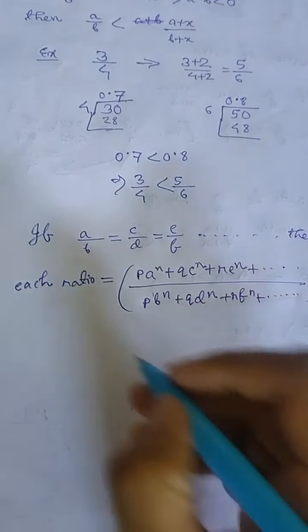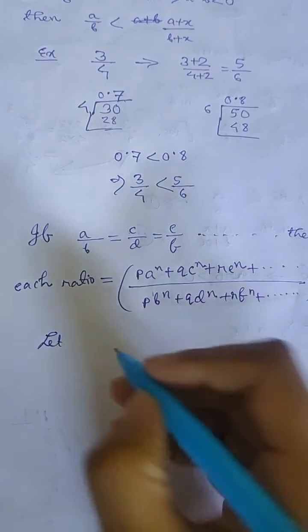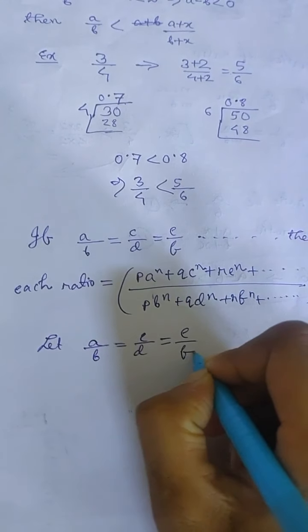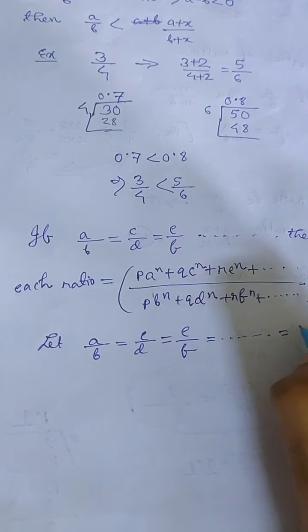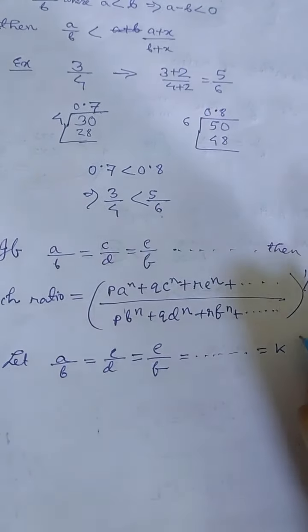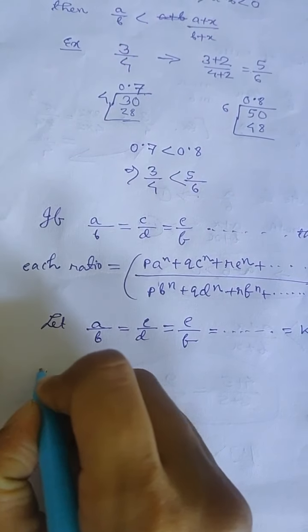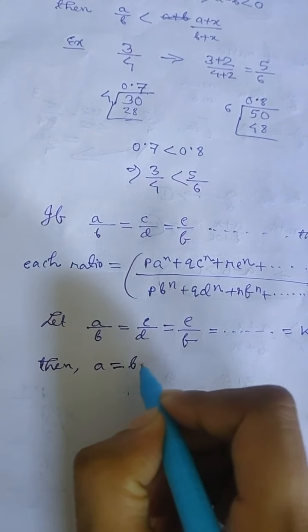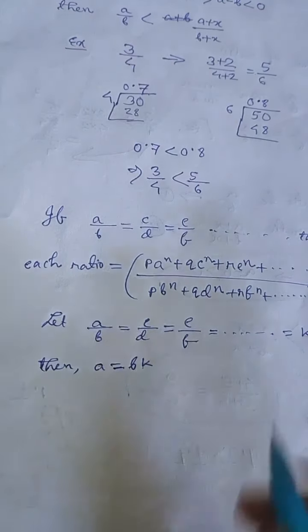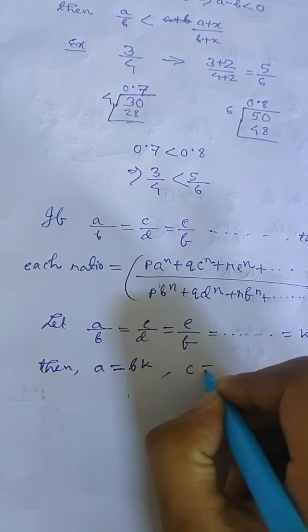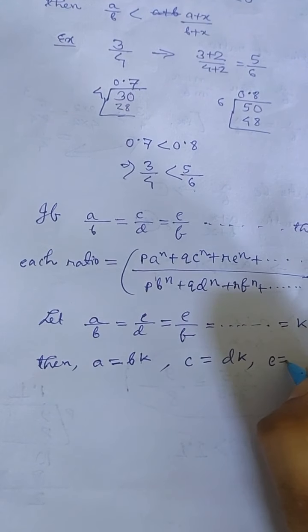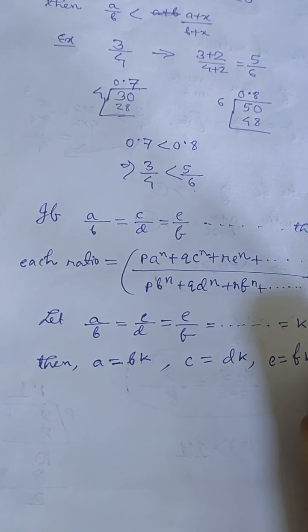So let a by b equals c by d equals e by f equals k. Now what we can say is a equals b k. Similarly we can say c equals d k, then e equals f k, like this.